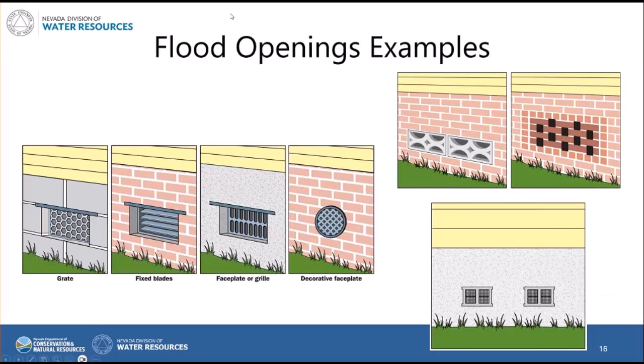And it's important to calculate the net opening area of the flood openings. You have to subtract any covered area like grates or decorative items or louvers or grills. So you want the net open area. So let's say 20% of that faceplate or grill is actually covered by solid metal. You'll have to do the calculations to subtract that out so that you have a net open area.